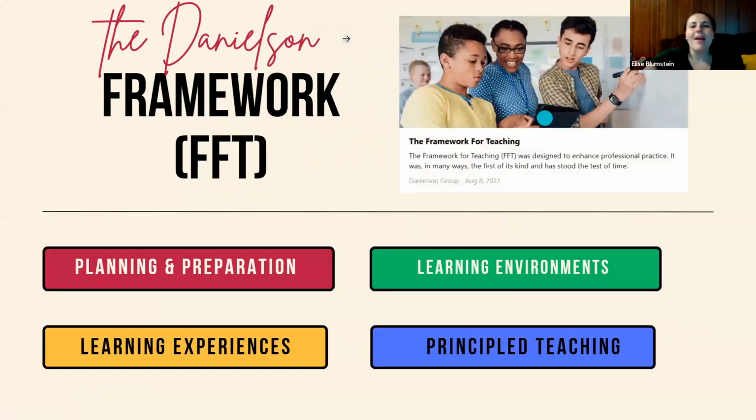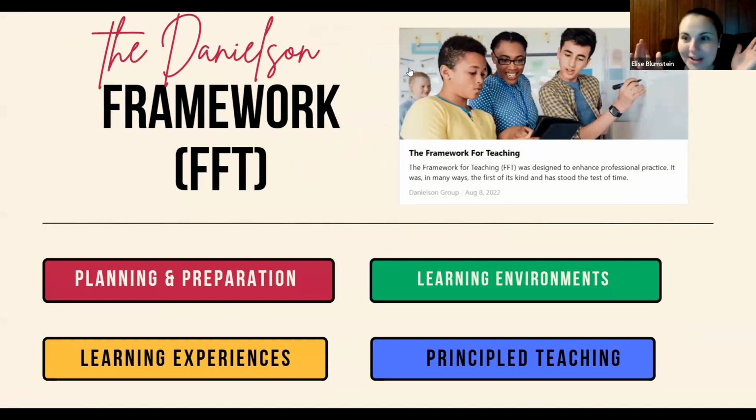So we talked about the Danielson framework, and it's also called the framework for teaching. That might be another way that you've heard it. And the four domains are planning and preparation, learning environments, learning experiences, and principled teaching. So our green and yellow, learning environments and learning experiences, are what we're jumping into today. Planning and preparation, there's lots of great things that we can do, but in terms of doing this as a group right now, I think the biggest bang for our buck is going to be those environments and experiences. And then principled teaching, you're already doing by being here, getting that professional development.